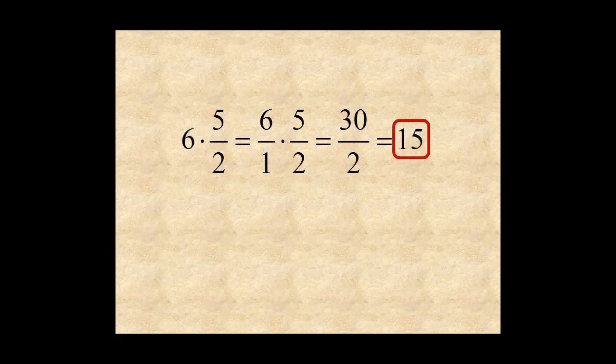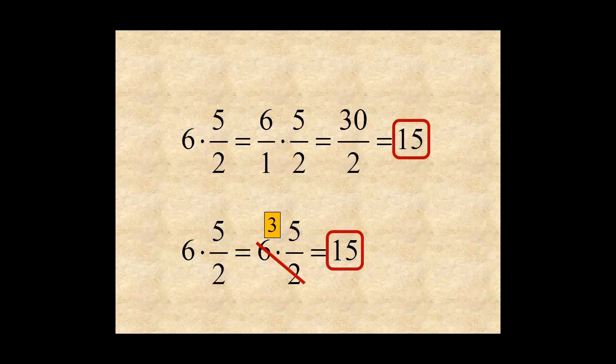Recall that a whole number is a numerator. So for this example, 6 times 5 over 2 can be written as 6 over 1 times 5 over 2. Then multiply across for 30 over 2, which is 15. However, there's a much more convenient method called cross-canceling. Remember that a denominator means division. So in this example, 6 divided by 2 is 3. And then the two factors that are left are 3 times 5 equals 15. And the fraction is eliminated.